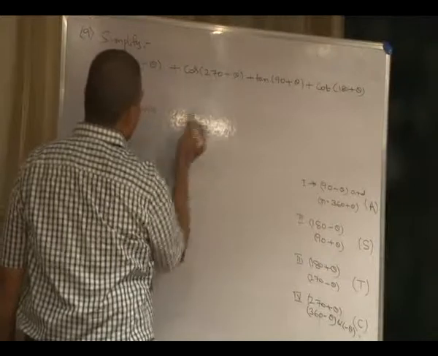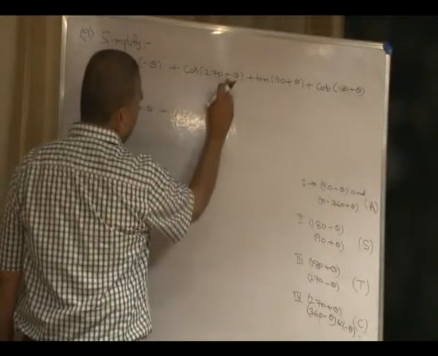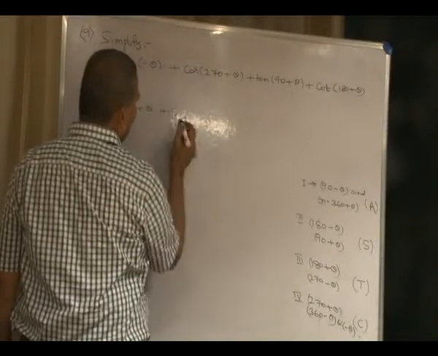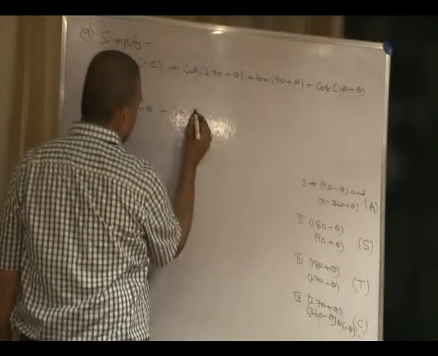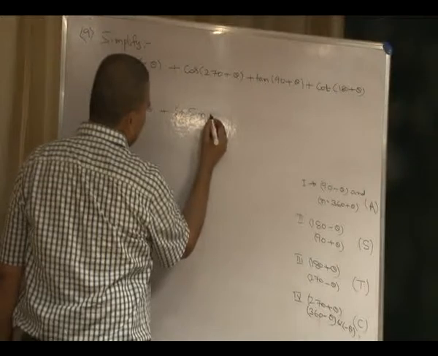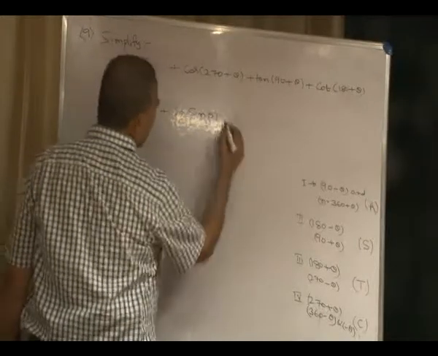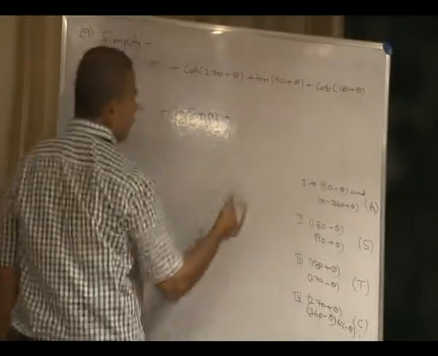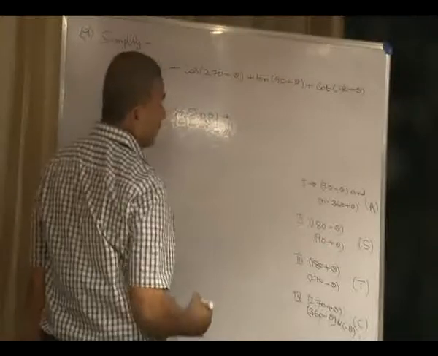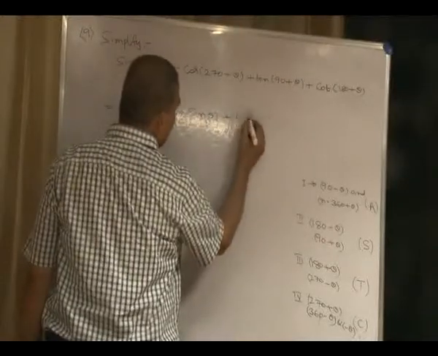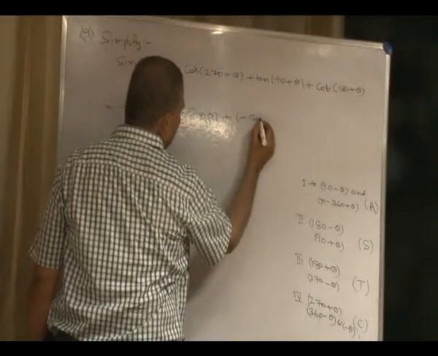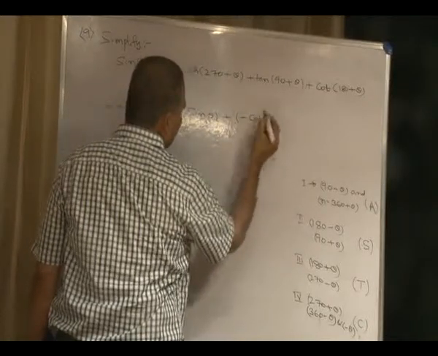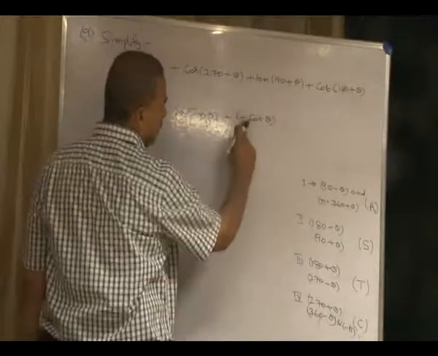270 plus theta comes under fourth quadrant. In fourth quadrant cos is positive. In 270 plus theta the cos function changes to sin, that is plus sin theta. Plus 90 plus theta comes under second quadrant. In second quadrant tan is negative. In 90 plus theta the tan changes to cot, that is the tan of 90 plus theta is minus cot theta.